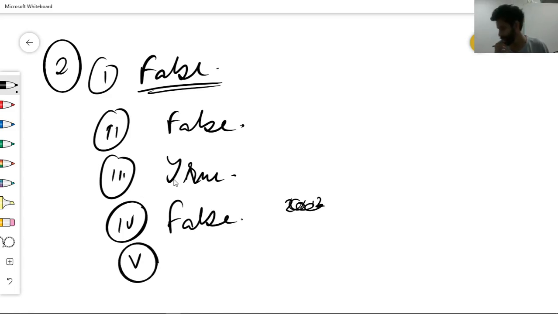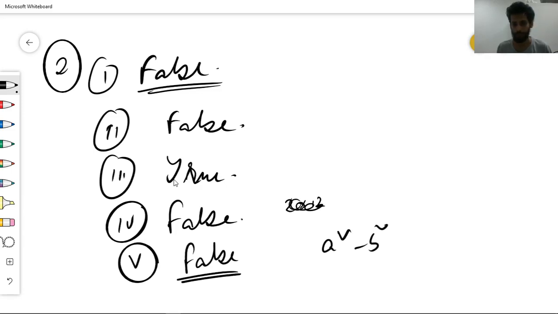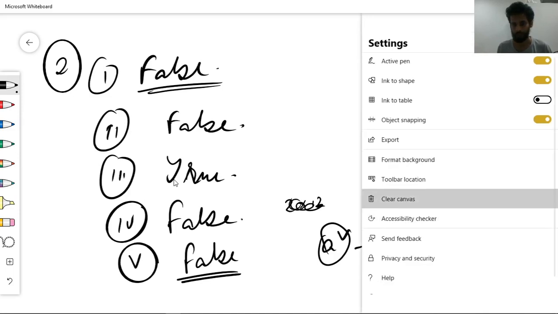Then number 5, we can factorize this by the difference of squares method. No, we cannot, because the second term is not a square term. So this is again false, because both the terms should be in square format. So number 2 is done.